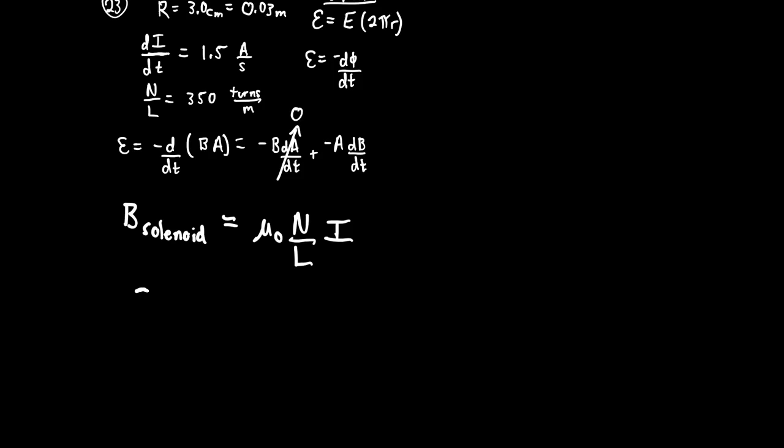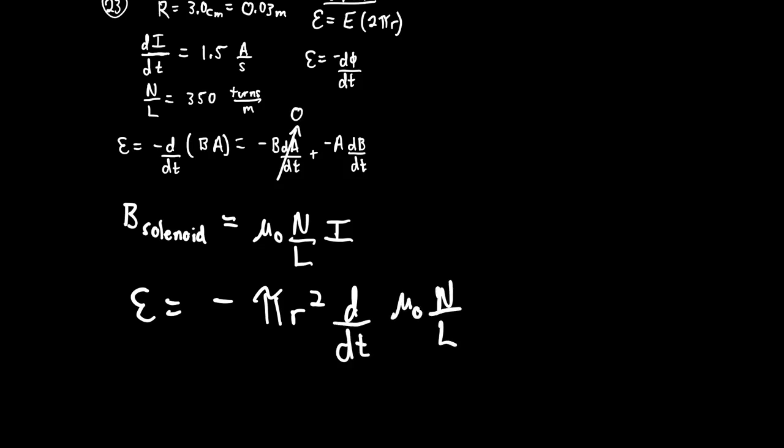Okay, so EMF is equal to negative A, which would be the area. What would the area be of the solenoid? What's the area of this thing? What kind of shape is it? Let's use this one. Cylinder, so what's the area? You said it. Pi r squared. So we can plug in pi r squared for our area. Let's do that. And then we need to take the derivative with respect to time of mu naught times n divided by L times I.